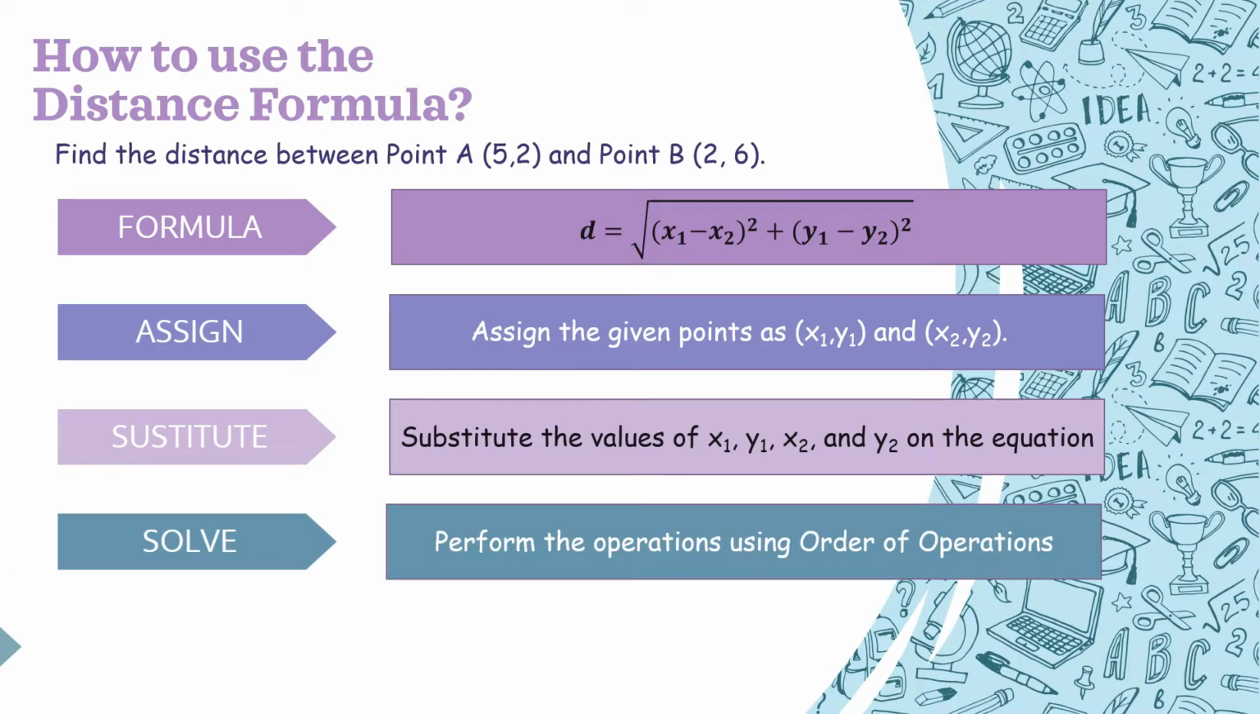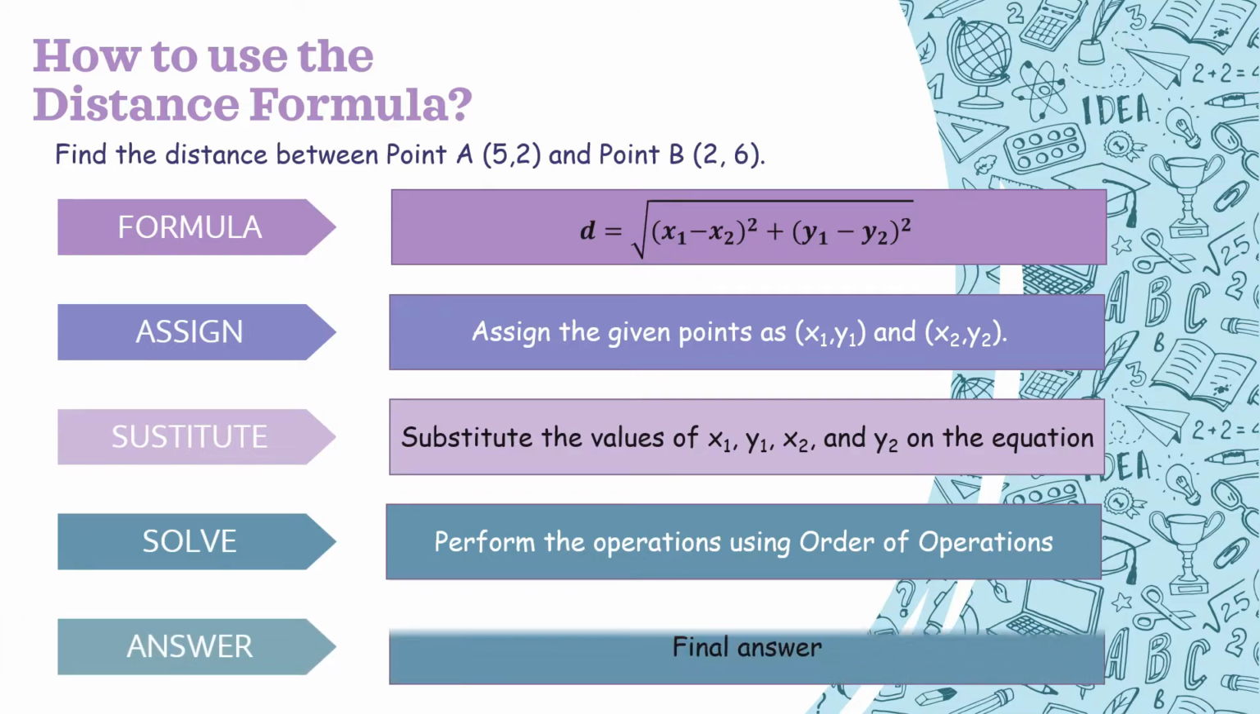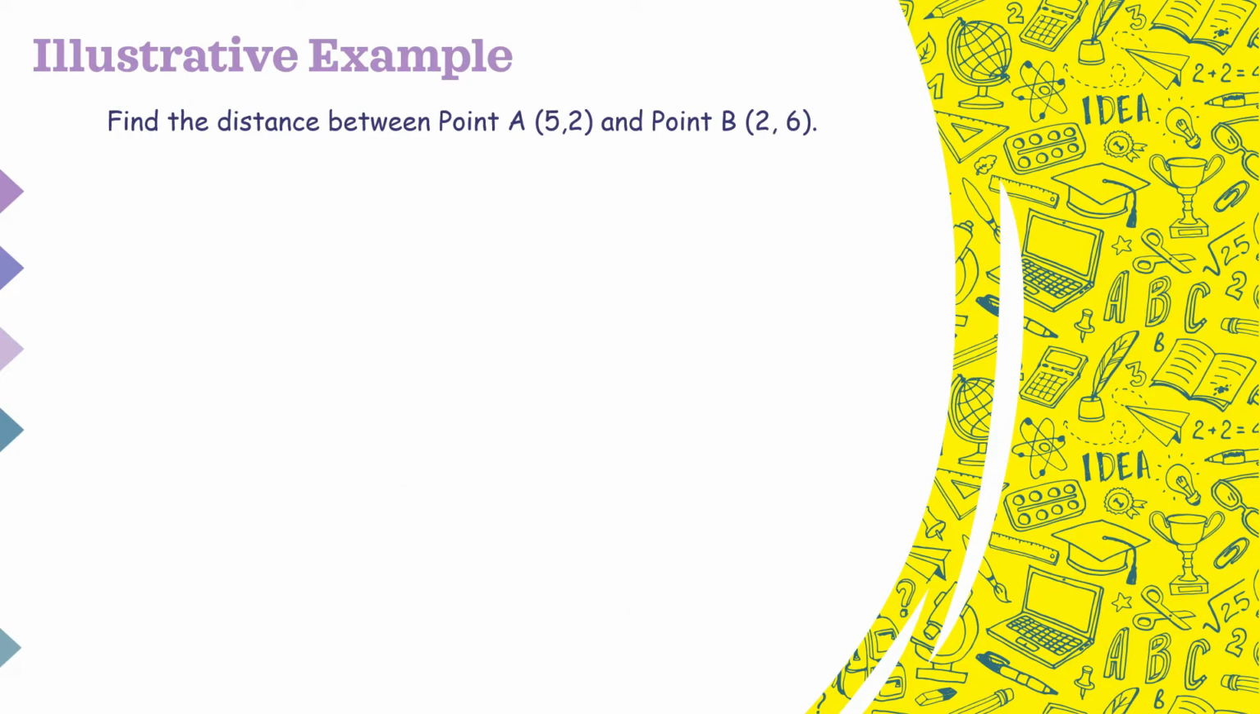Then solve. So we're going to perform the operation using order of operations. Then step 5 is to have your final answer. Okay, so now let's try those steps to find the distance between point A with coordinates 5, 2 and point B with coordinates 2, 6.